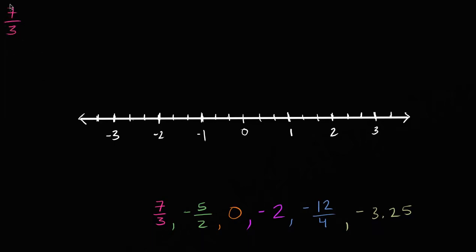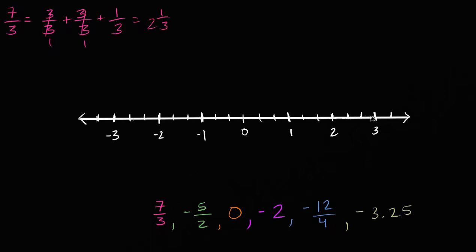So 7/3, how many wholes are here? And a whole is going to be 3/3. So this is going to be 3/3 plus another 3/3 is going to get us to 6/3. And so you're going to have one more third left. So this is 7/3. 3 plus 3 plus 1 is 7. So 3/3 is 1 whole, 3/3 is 1 whole. So this is 2 and 1/3. So 7/3, same thing as 2 and 1/3.